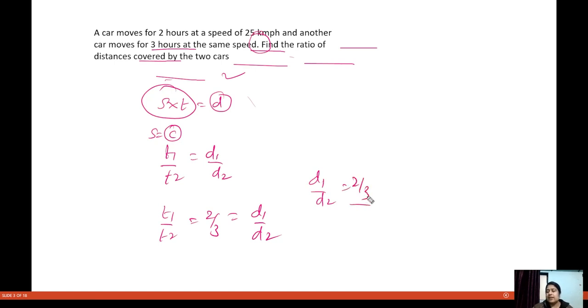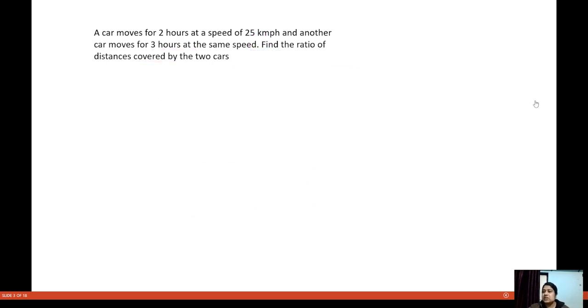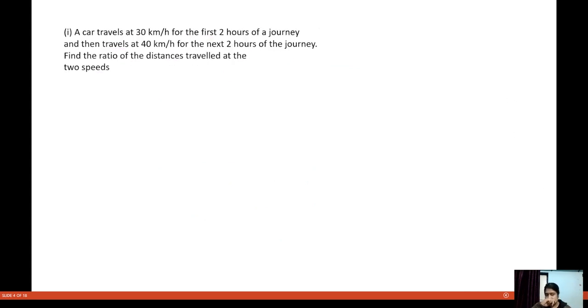Okay. So whenever any question is given to you, please pay attention to the concept that what is constant here, then we will be able to find very easily whatever is required. Okay, so this was our first case. Now let's look at the second question.